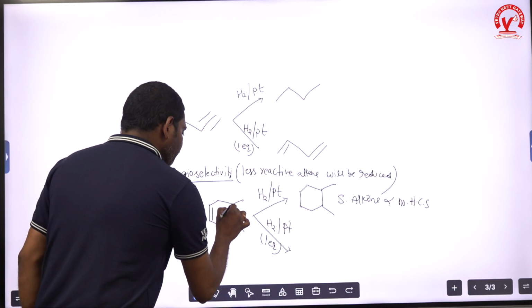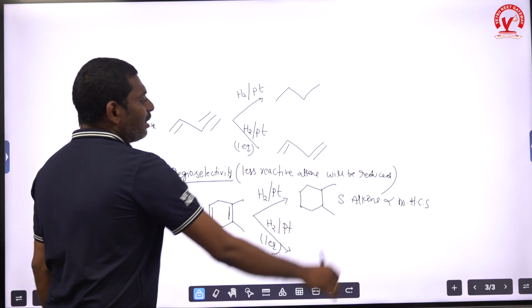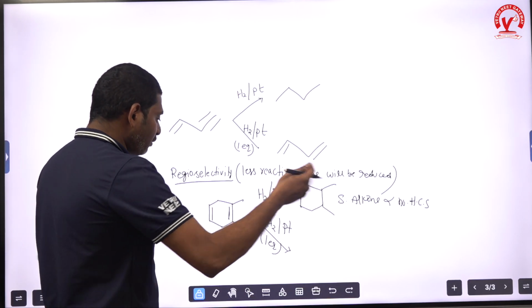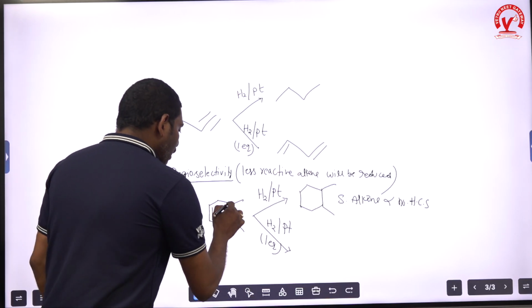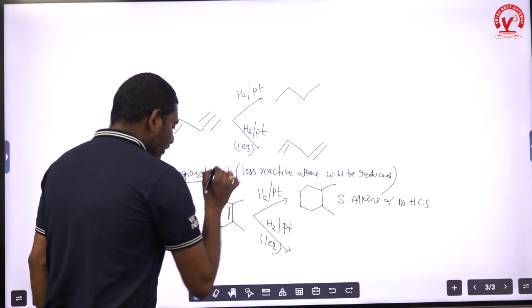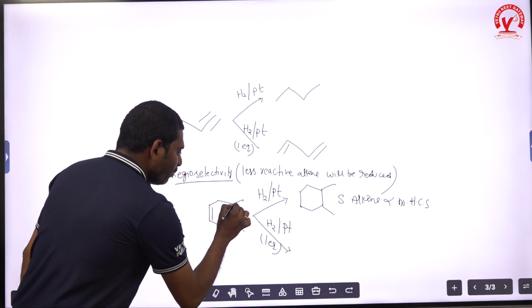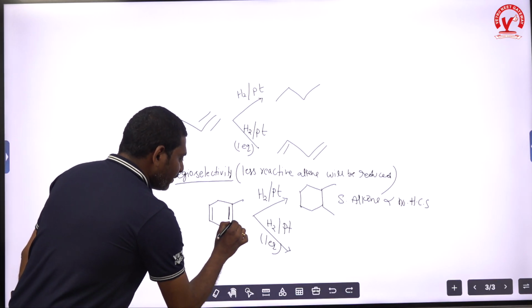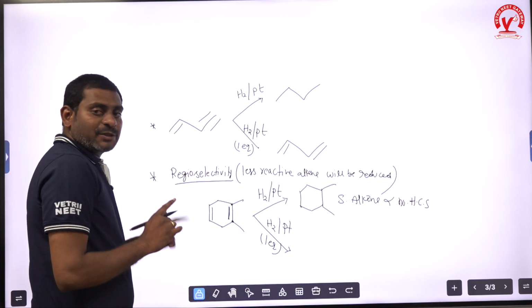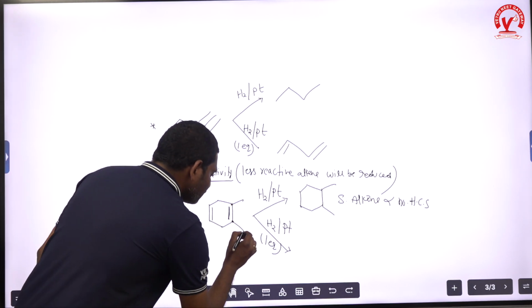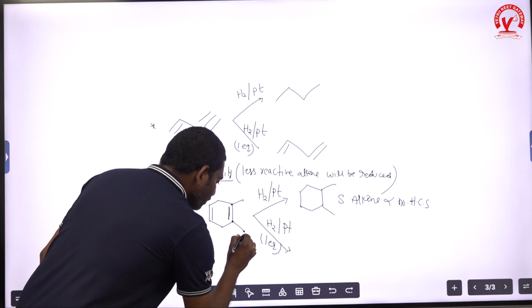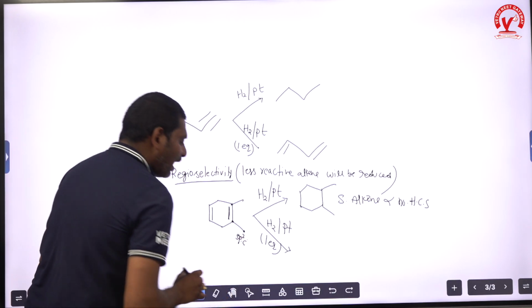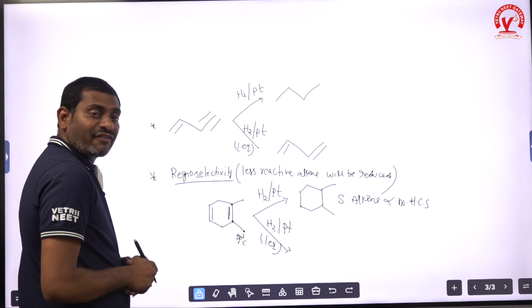Hyperconjugation will come in the GOC chapter, so there we will discuss it properly. Now, if you take this pi bond, it is an sp2 carbon. The attached carbon is an sp3 carbon, and that sp3 carbon having the hydrogen, that is called alpha hydrogen.